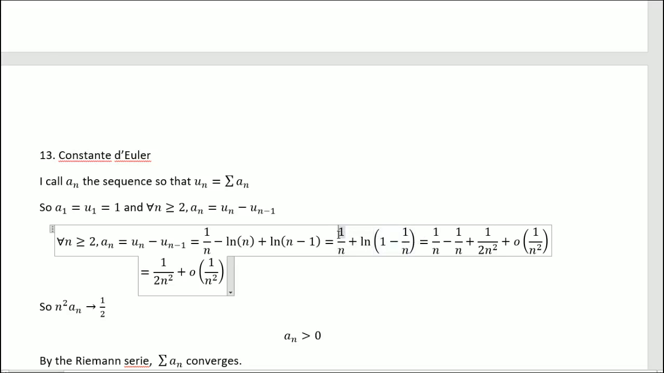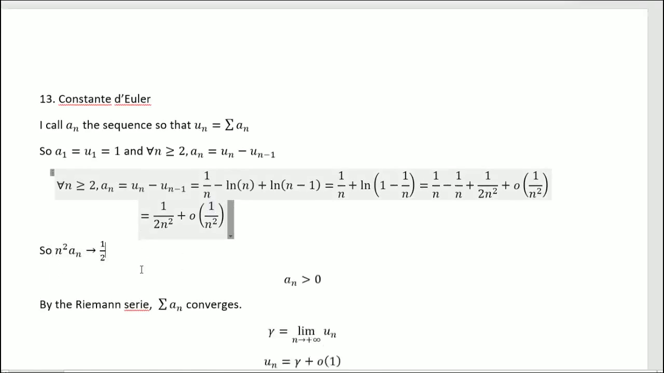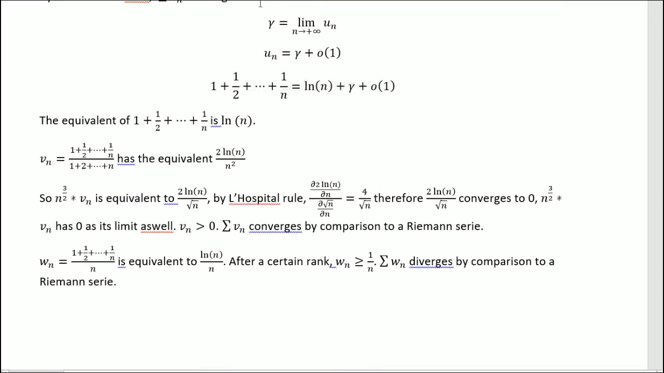So we get 1 over n, minus 1 over n, plus 1 over 2 n squared, plus O of n squared, and the 1 over n simplifies, so we get 1 over n squared plus O of n squared. So n squared a n converges to 1/2. A n is strictly positive, so we can compare it to a Riemann series, and so it converges because the power alpha here is 2 and is superior to 1. We call gamma its limit since it converges.